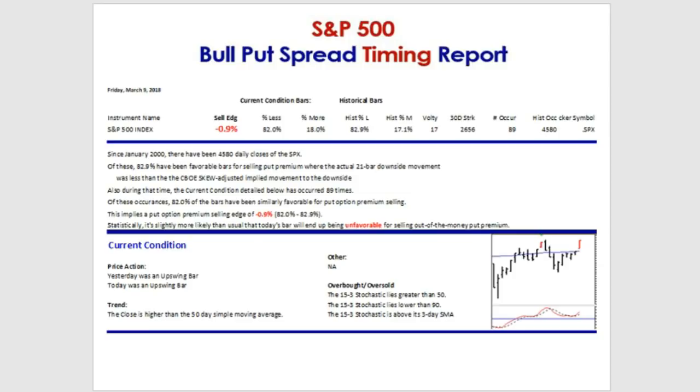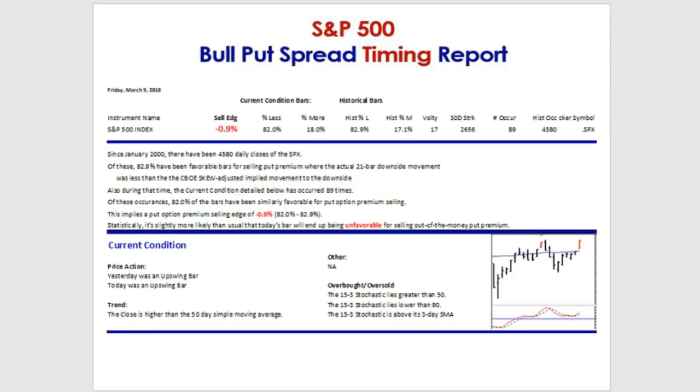Okay, so 83% of the time, the market does not move down that standard deviation. Roughly 16.1% of the time, about 17.1% of the time, it does move down and hit that strike.